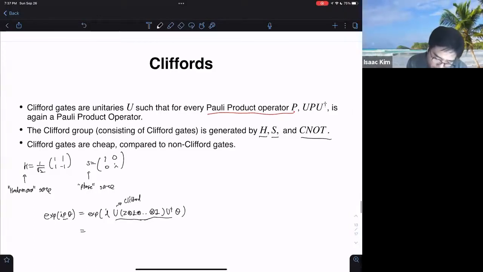And there's a simple formula that we all know and love from quantum mechanics. It's that if we have this unitary in the exponent conjugating something in the middle, then we can pull out that unitary.